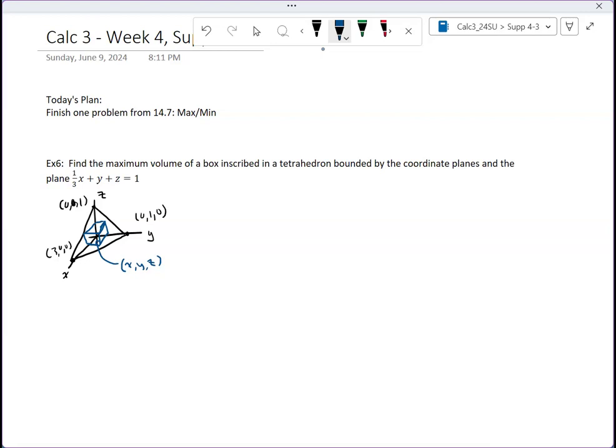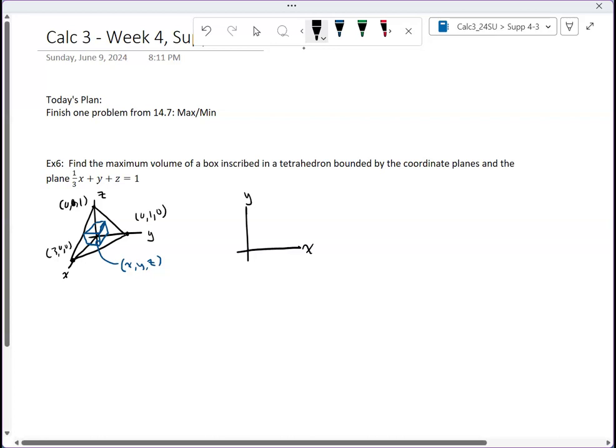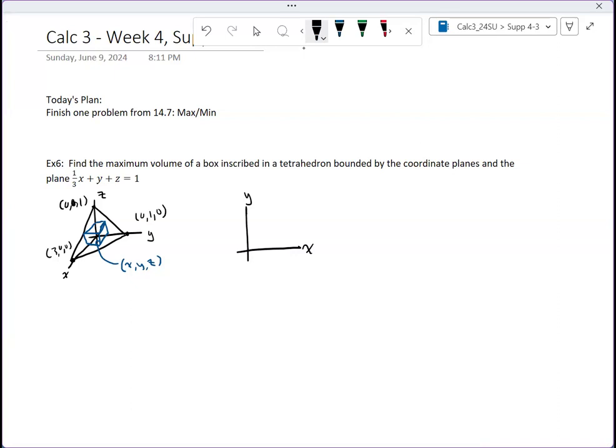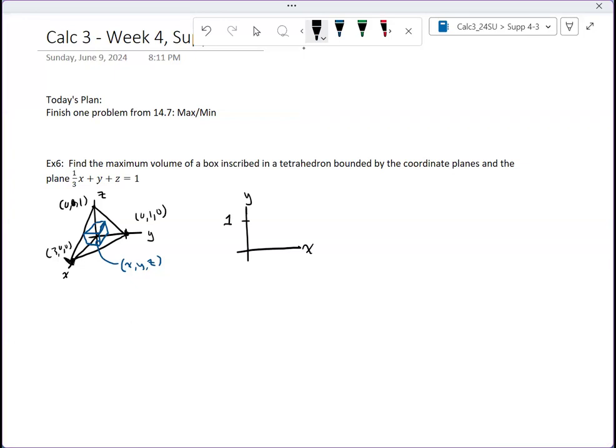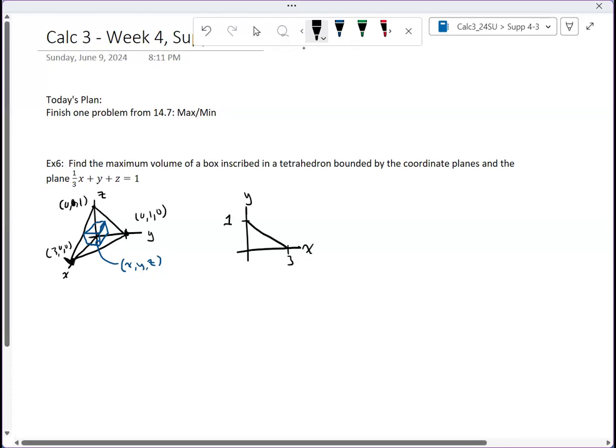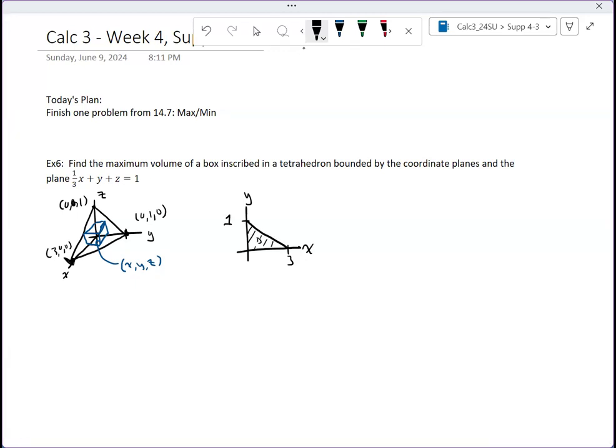So as we move this point x, y, z around on the tetrahedron, the box might get longer in one dimension and shorter in another one. And for some x, y, z, we expect that there's going to be a maximum volume for this box. We can think of z as a function of x and y. So we can consider our domain to be in the xy plane. And I notice that this point here is at y equals 1, and this point here at x equals 3. So I'll take this triangle along with its boundary to be the domain D, over which I'm searching for the largest volume of this box.